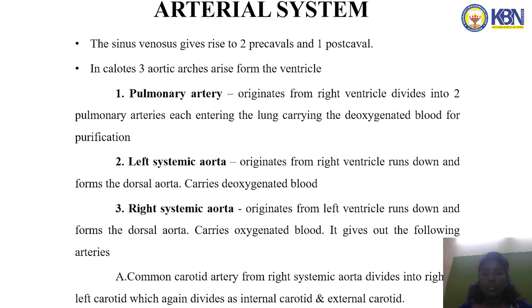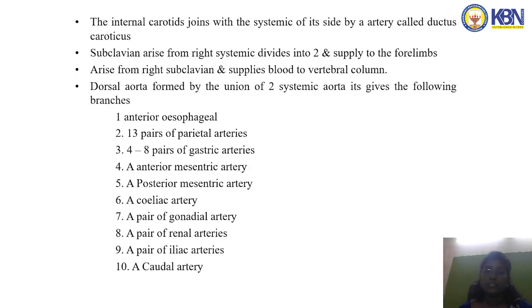It gives out the following arteries: a common carotid artery from the right systemic aorta divides into right and left carotids, which again divide into internal carotid and external carotid. The internal carotids join with the systemic aorta of its side by an artery called the ductus caroticus. The subclavian arises from the right systemic aorta, divides into two and supplies the forelimbs. An artery arises from the right subclavian and supplies blood to the vertebral column. The dorsal aorta is formed by the union of the two systemic aortas.